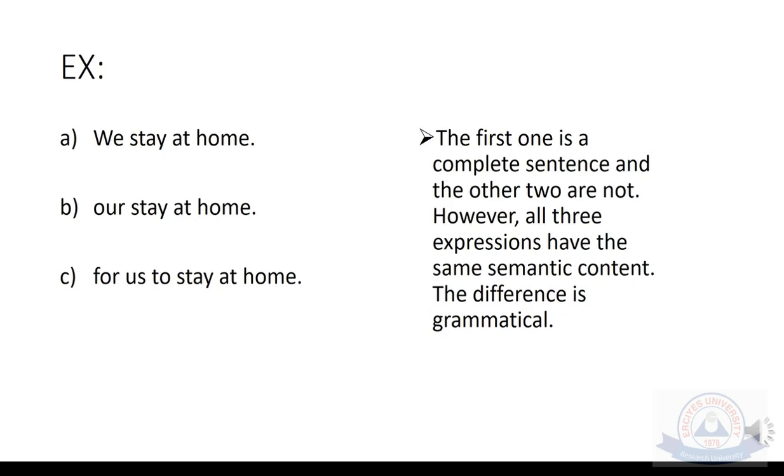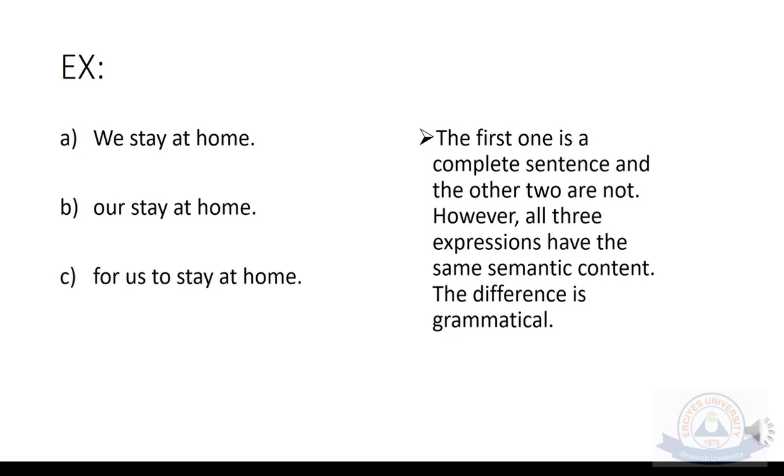So let's see the examples here. We can see here three examples, three different statements actually, and we will decide which of them are sentence and which of them are not. So let's look at the first one. A, we stay at home. B, our stay at home. And C, for us to stay at home. So the first one is a complete sentence and the other two are not. However, all three expressions have the same semantic content.